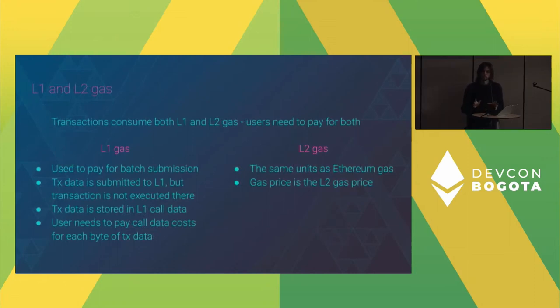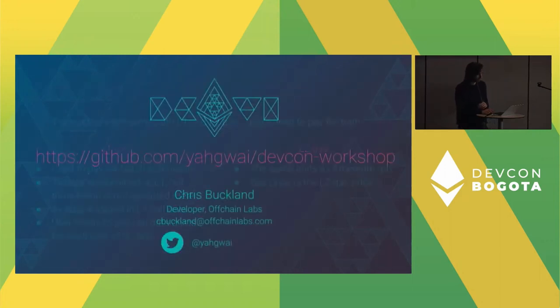Another difference between L1 and L2 transactions is gas. As I've mentioned, L2 transactions need to be submitted at some point to the L1. And someone's got to pay for that. So eventually that's going to be the user. That cost is associated with the call data that is consumed by the transaction on L1 and is priced at the price of L1 gas. Then there's L2 gas, which is basically the same as L1 gas, the same gas that you know on Ethereum, but it's at the price of L2. So this is just the execution of the transaction that's occurring on L2. So you pay first to put the transaction on L1, and then to execute it on L2. So there are these two different costs, and we'll go into that in this workshop.